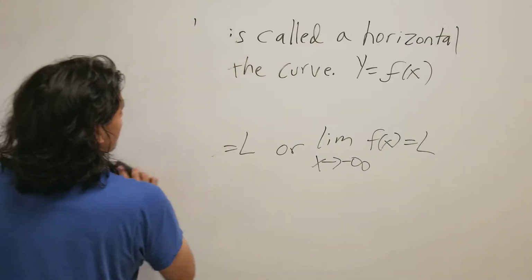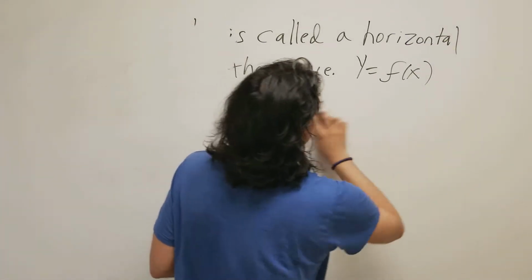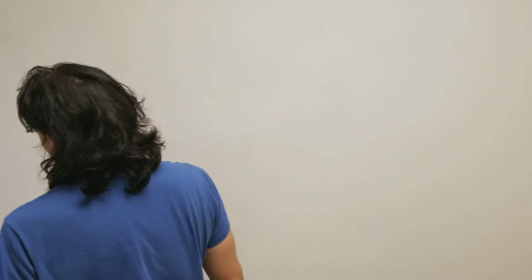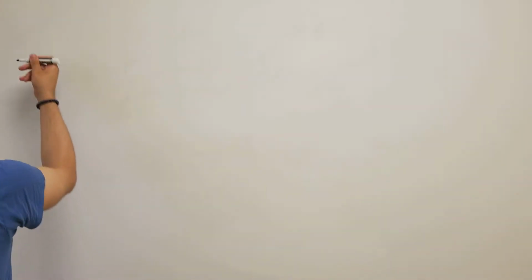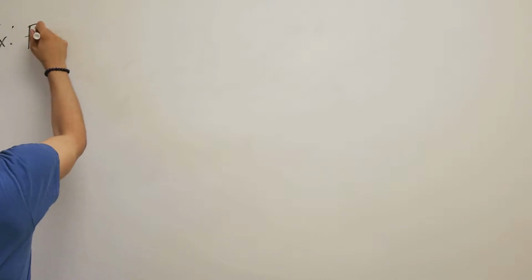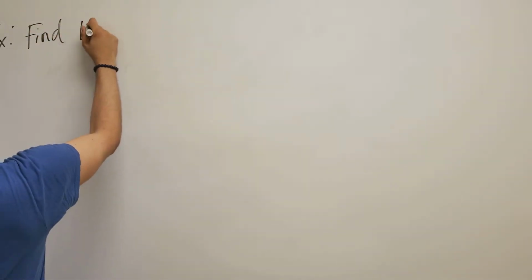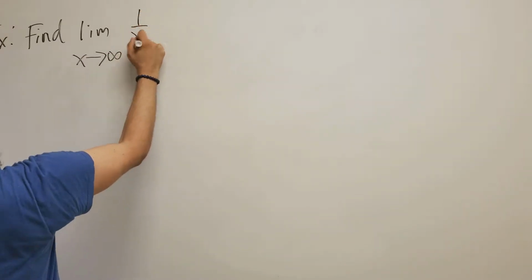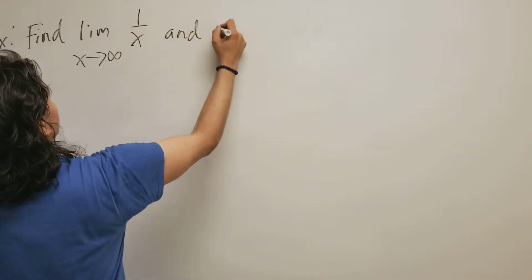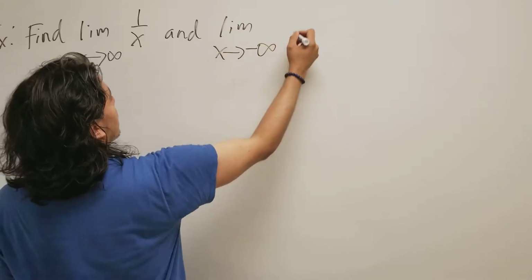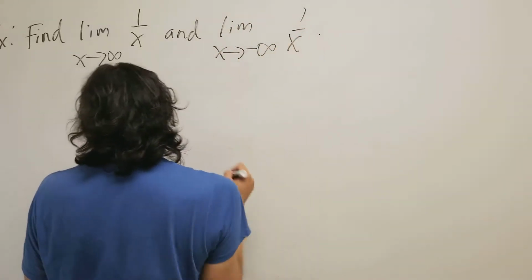A great example that we could use for a horizontal asymptote is the x-axis. But the example we'll use is this. Find the limit as x approaches infinity of 1 over x, and the limit as x approaches negative infinity of 1 over x as well.